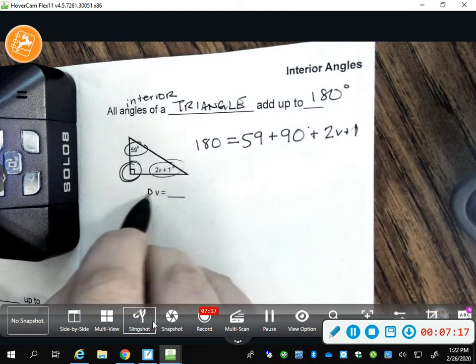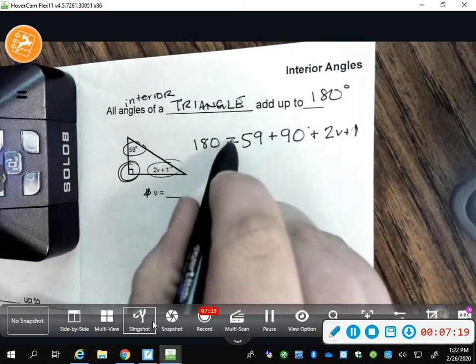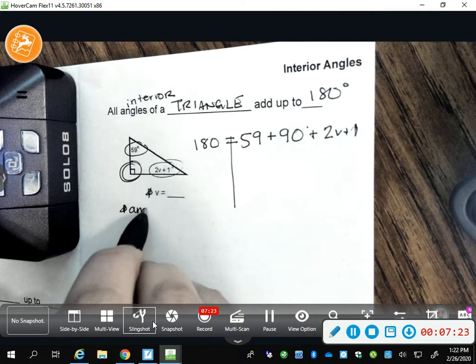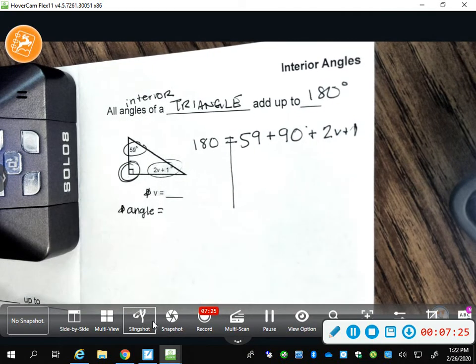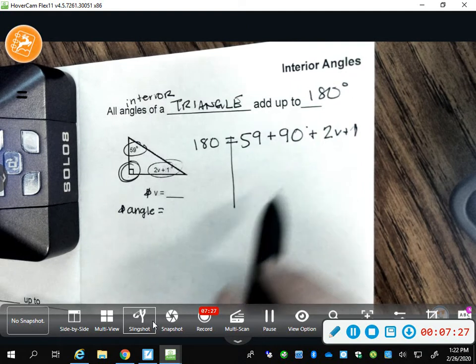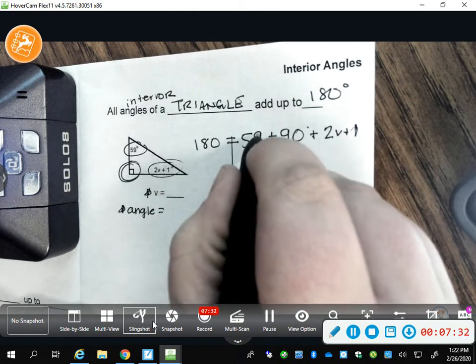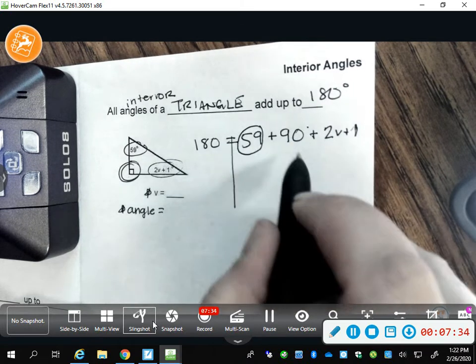The goal is to solve for V. I'm going to make a second goal for us. We want to know what the missing angle measure is. To solve this equation for V, I need to combine all of the like terms. 59 can combine with 90.